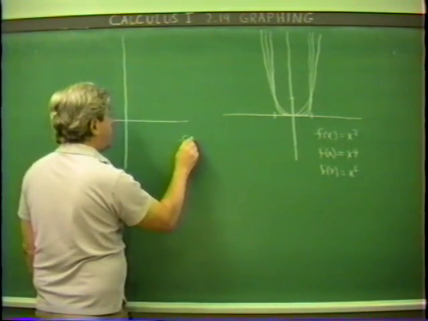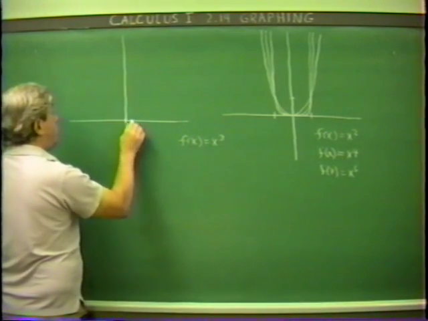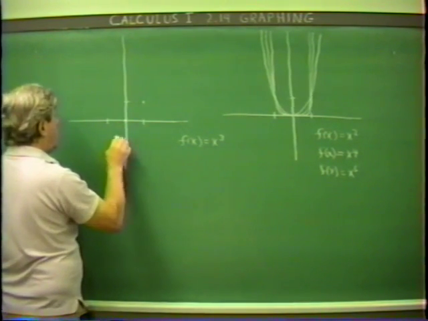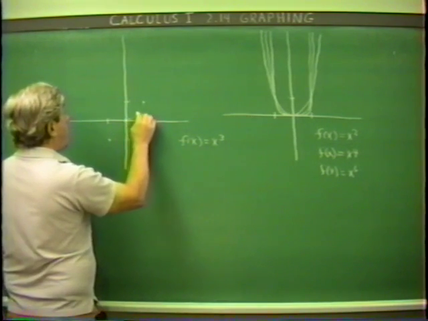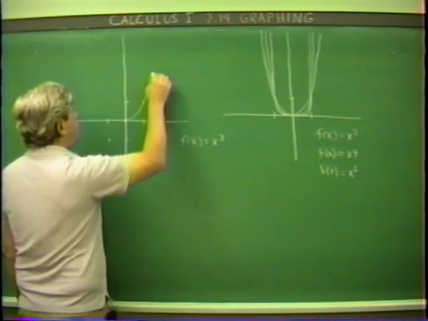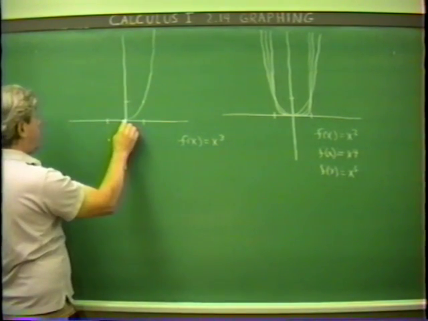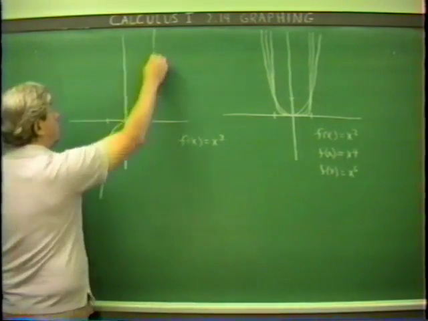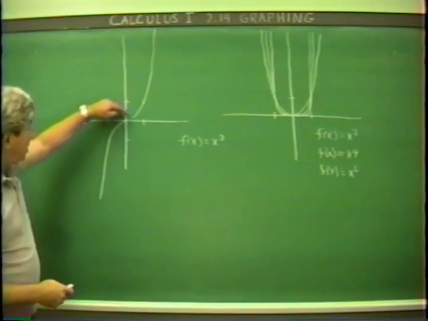F of x equals x cubed is 0 at 0. At 1, it's 1. At minus 1, it's minus 1. And the graph looks like this. At 2, it's 8. And it increases like so. For the negative numbers, it's going to be negative. And it's symmetric about the origin. So once you've drawn the right-hand side of f of x equals x cubed, the left-hand side is just symmetry through the origin.